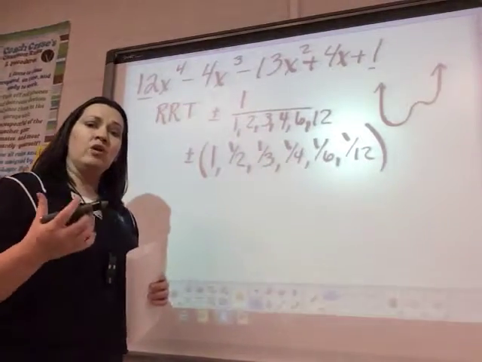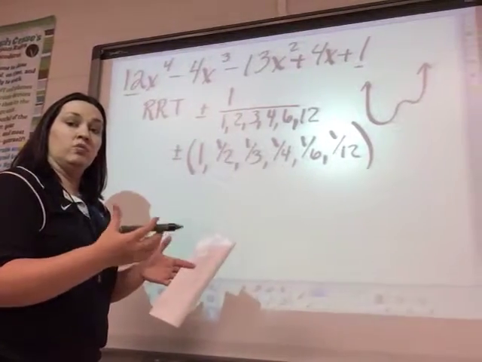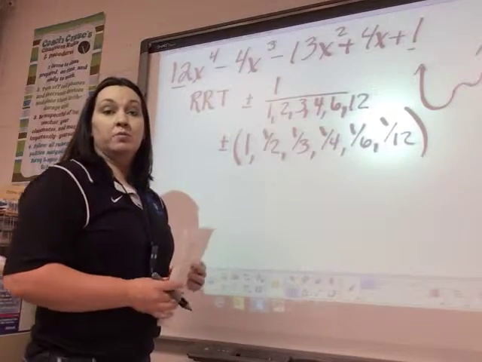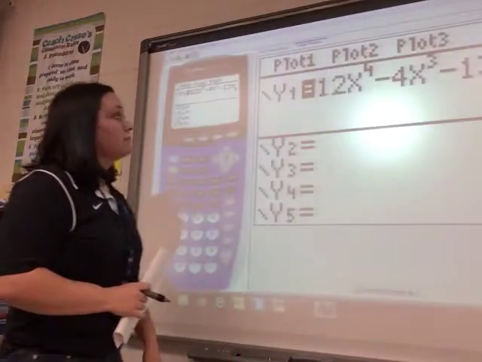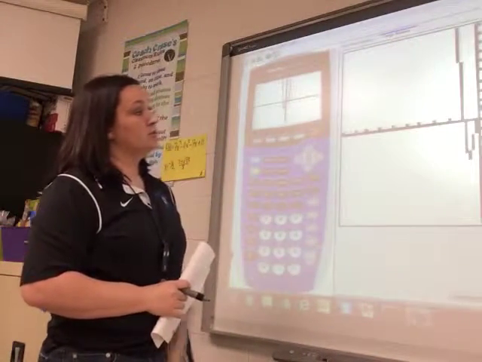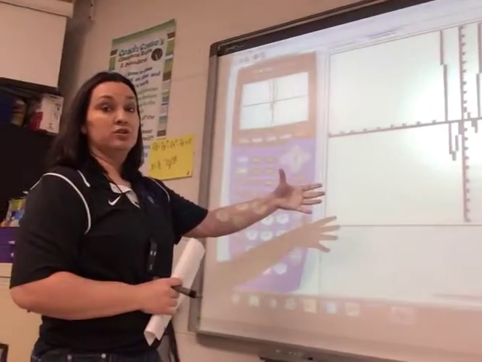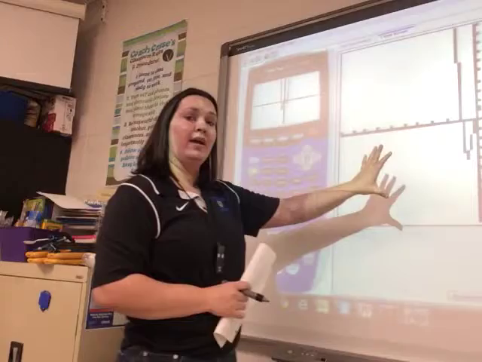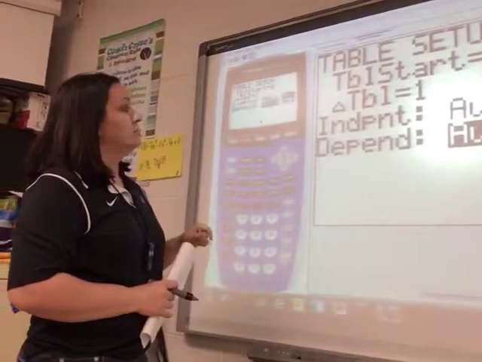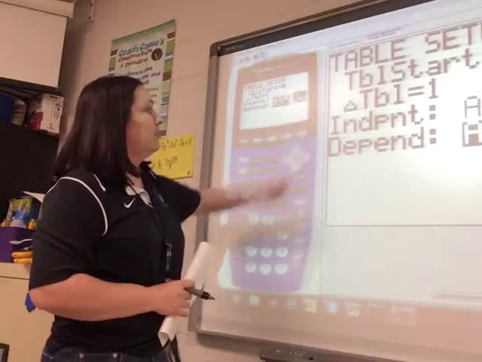If I think about what I know about a root or a zero, an x value is guaranteed to be a root or a zero if the y value happens to be 0. So I'm simply going to go to my graphing calculator. I've already got my function typed in. I'm going to look at my graph to make sure it's the right picture. I see kind of my W. I could play with the window to get a better picture, but I'm not worried about the graph. I want to go to the table. So I go second and window for table set, and make sure my independent is on ask, and it is. Then second and graph for table.